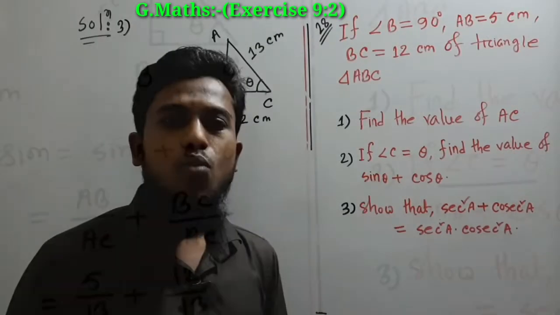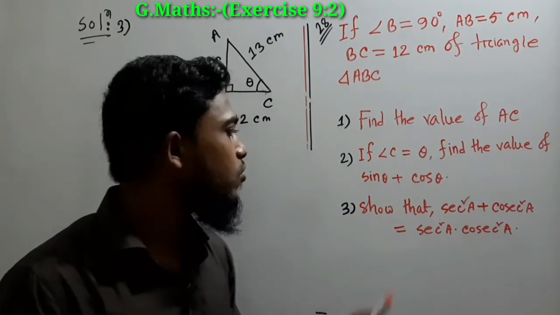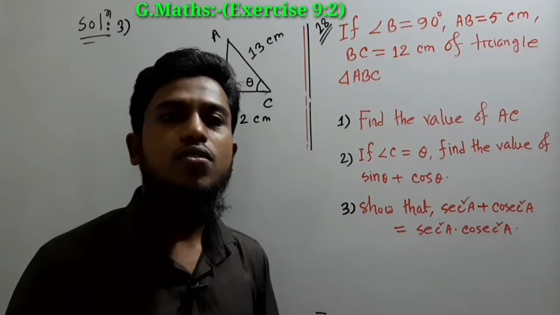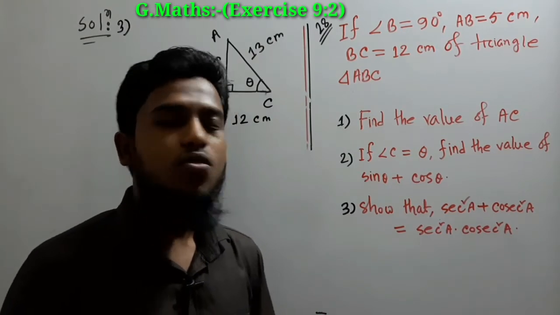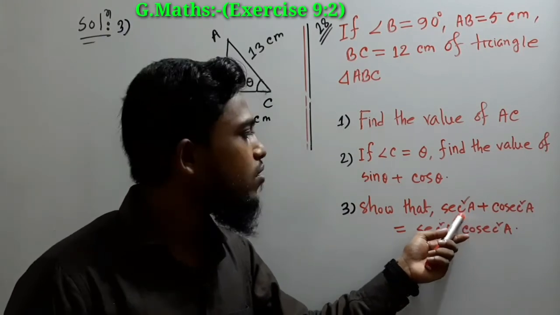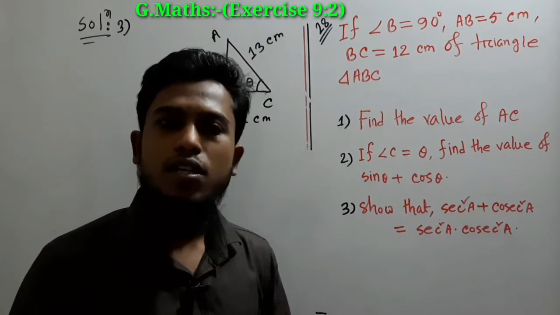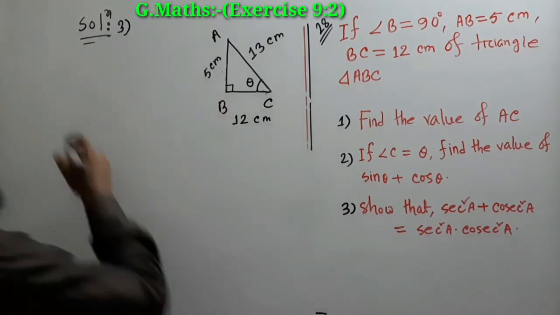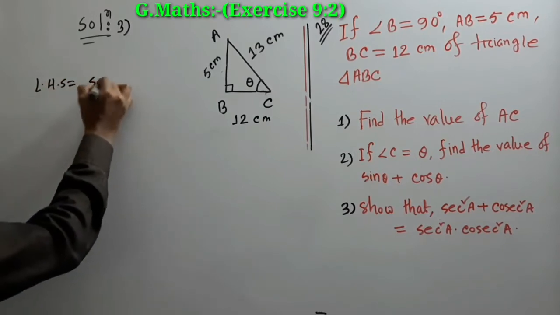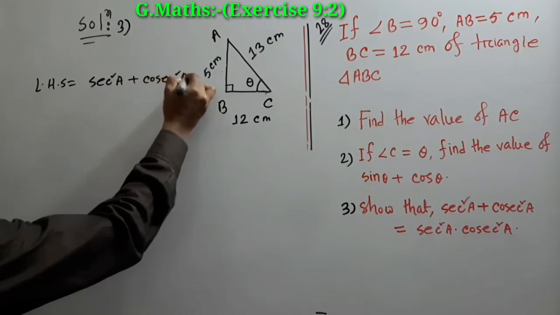Dear students, now we are going to solve question number 3. Our third question is, show that sec square A plus cosec square A equals sec square A cosec square A. First of all, you have to find the value of the left hand side. This equals sec square A plus cosec square A. So let's start. Left hand side equals sec square A plus cosec square A.